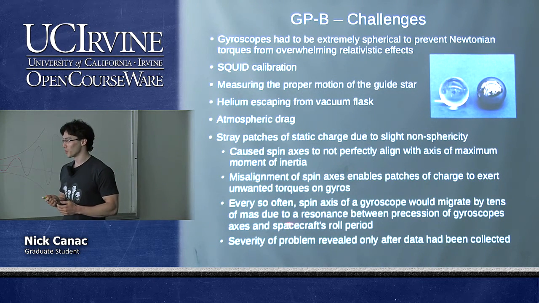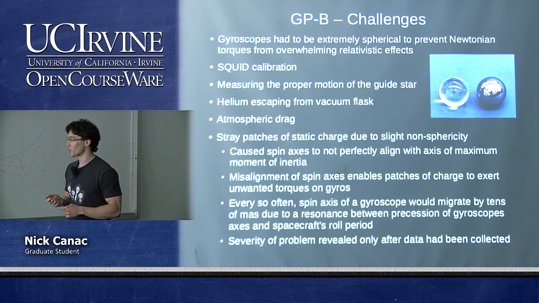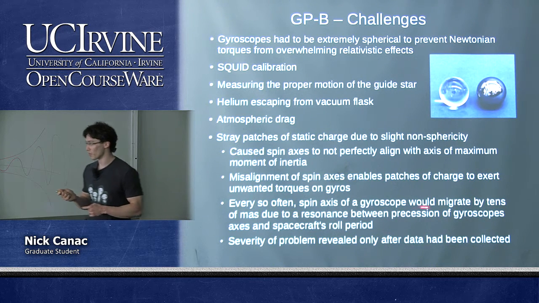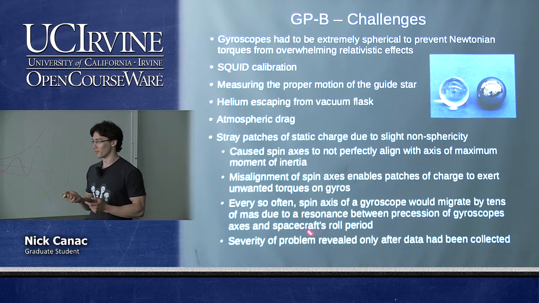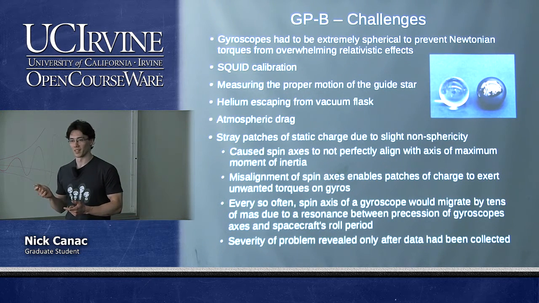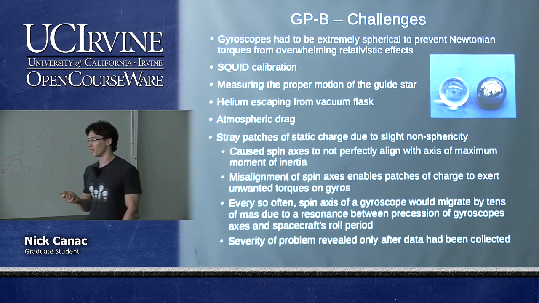And the reason for this was because there was some resonance going on between the precession of the gyroscope's axis and the spacecraft, which was rotating in order to cancel out some torques. And so when this rate of precession was like an integer multiple of the spacecraft roll period, then you got this resonance, and it would cause the spin axes to precess much faster. And that was not an anticipated effect.